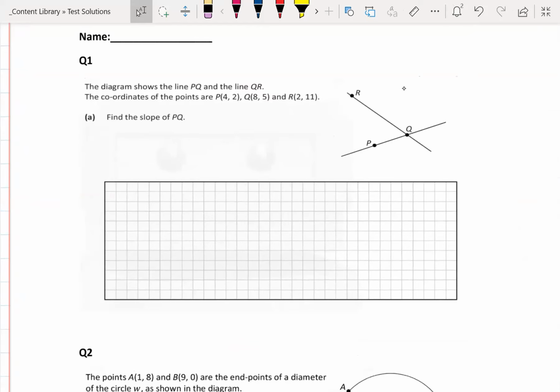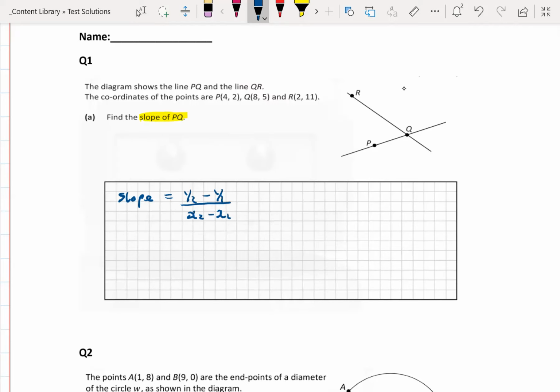The coordinates of the points P, Q, and R are (4, 2), (8, 5), and (2, 11). Okay, they're the coordinates. Find the slope of PQ. So this is simple enough. They're looking for the slope, and if they're looking for the slope, that tells you to use the slope formula. Slope is equal to... now we can't really do rise over run on this one. You could, I suppose, but I think this would be the better, quicker way to do it.